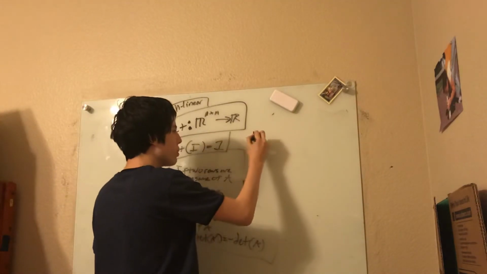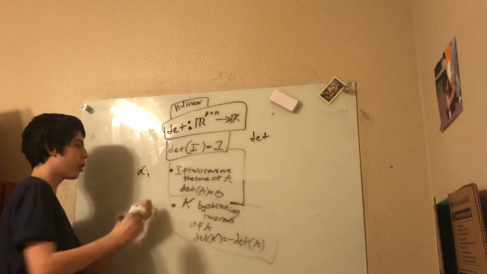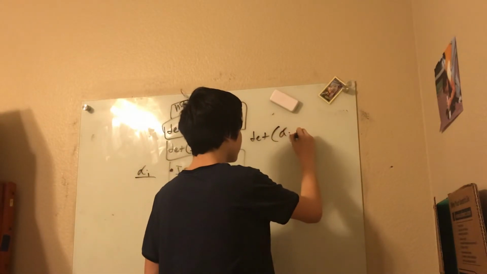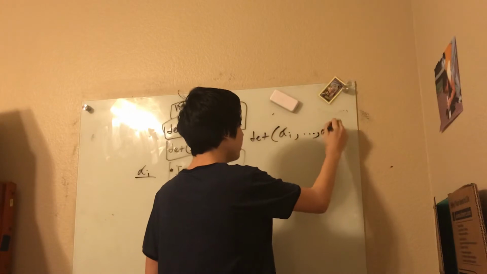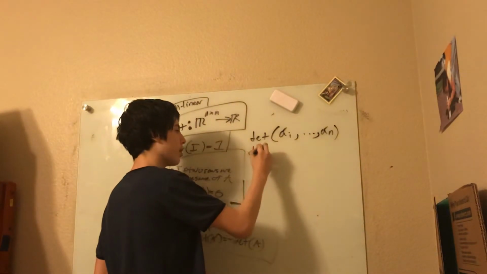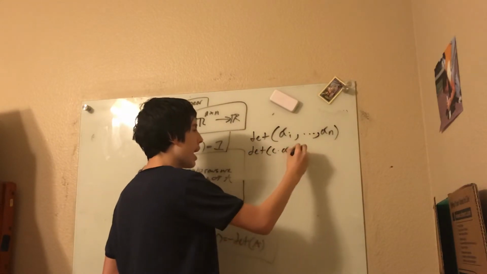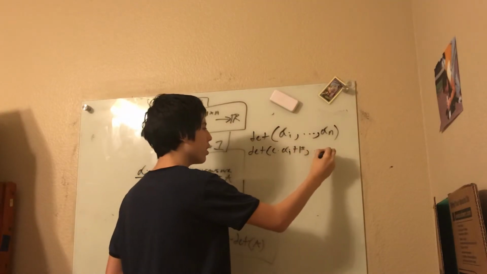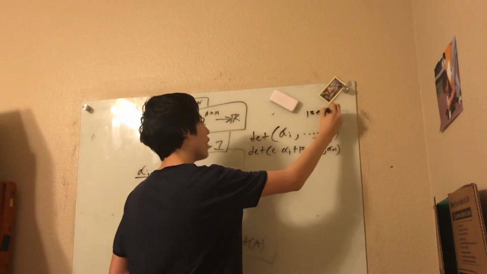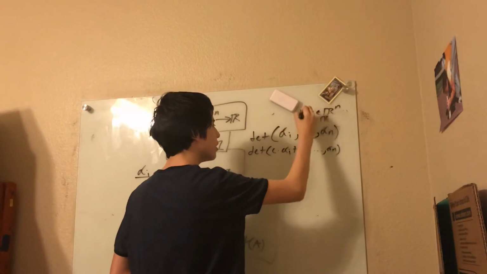So if we want to represent each row of a matrix as alpha i, we'll call this each row of the matrix, determinant of alpha 1 through alpha n, right? And we want to scale one of the rows by a number, and we want to add another vector to it, where B is in R^n, and C is in R, right?